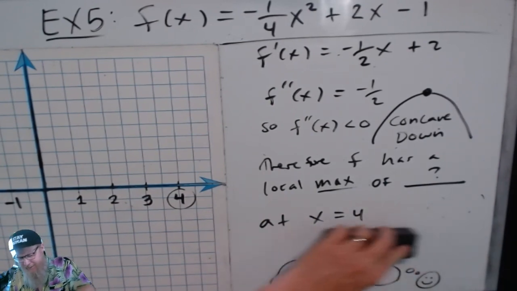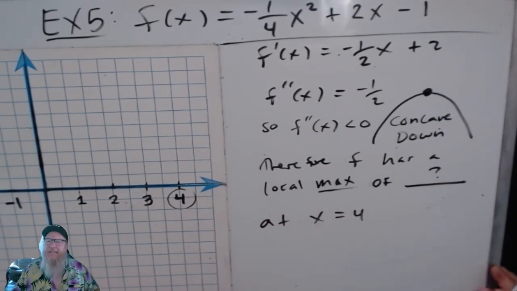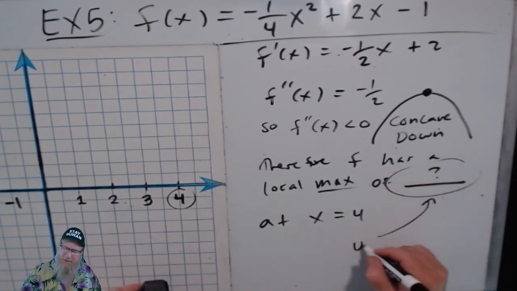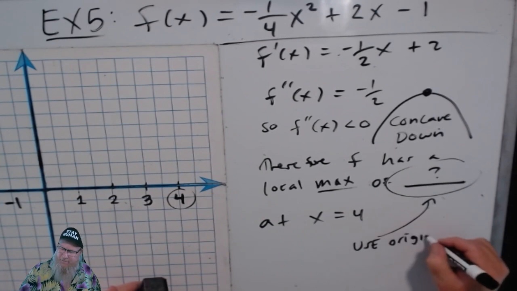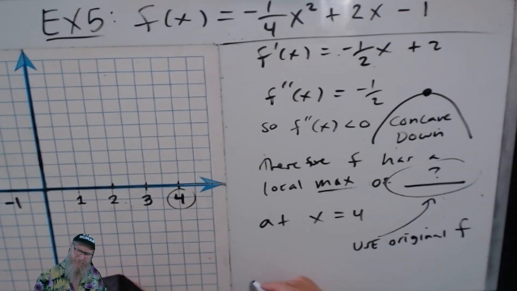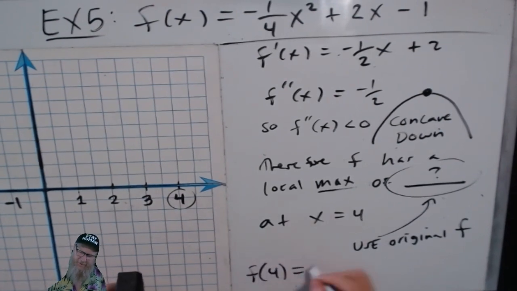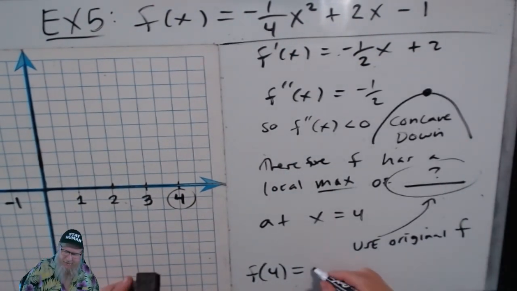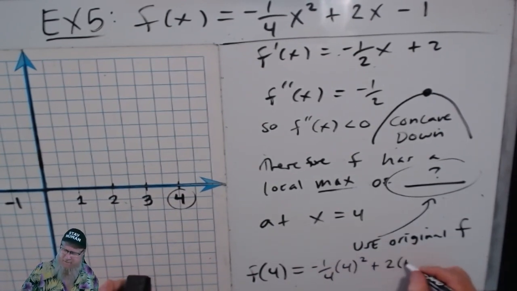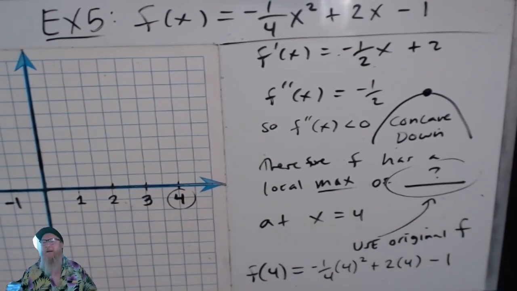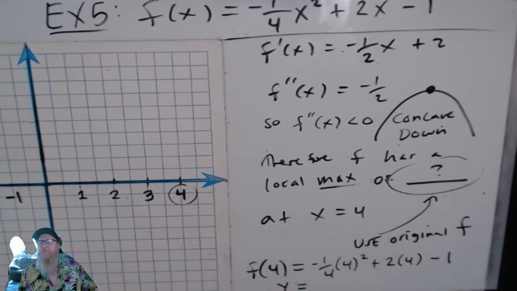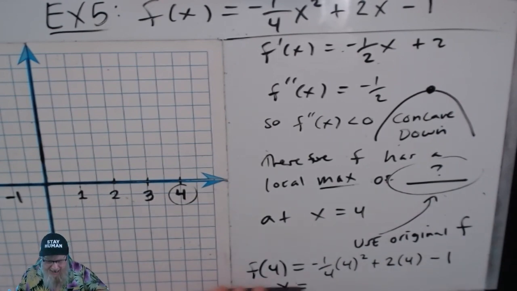And now I need to find that local max. So we're going to use the original function, which I kept up here. So f of 4, this is not calculus anymore. This is just algebra. Plugging in 4 to figure out what the y value is. Sometimes we call it y max.